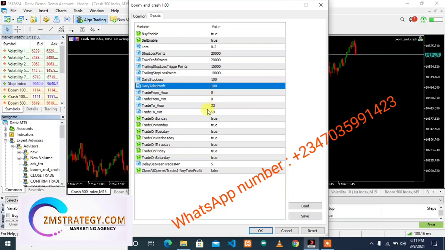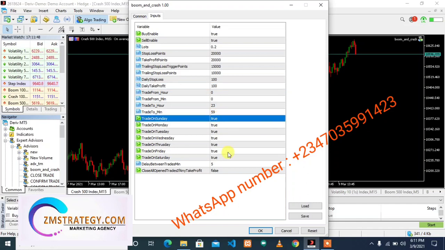So here you can see that we have Sunday through Saturday. If you want the robot to be trading every day, you will make all of them true. But if you want the robot to not trade on a particular day, you make it false. So let's go to here.